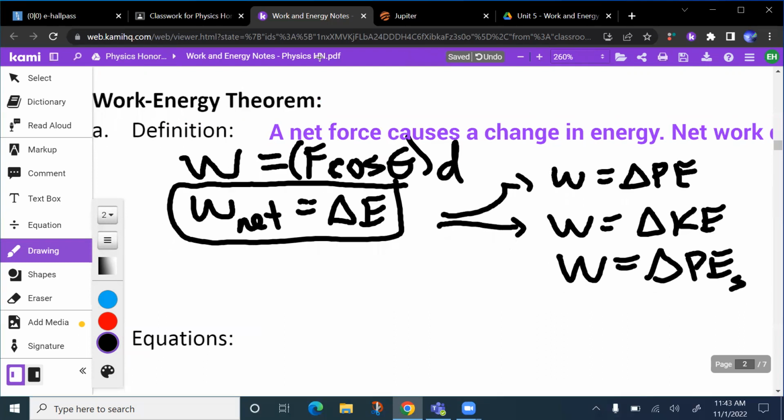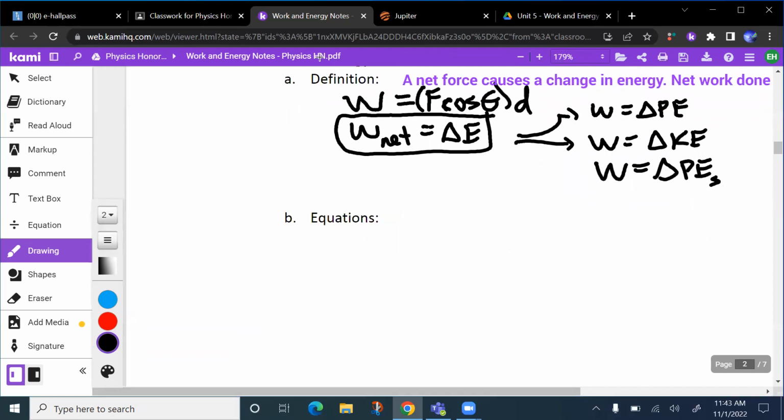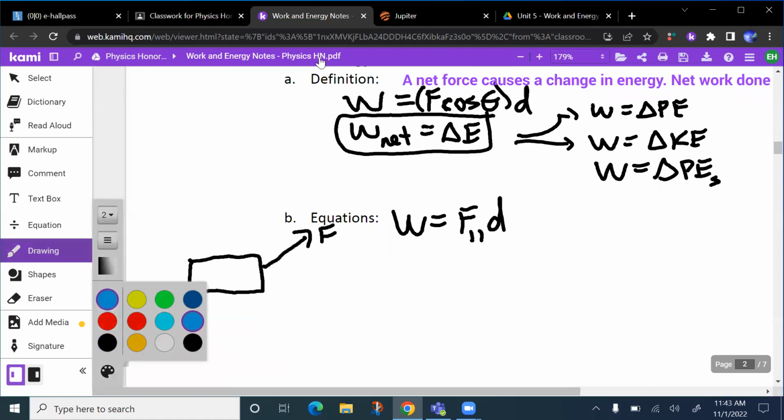Okay. Again, the equation for work, let's break this down. The equation for work is really the parallel component of force times distance. And if you draw a picture, you can see what we're talking about here. Let's say you have some force applied up at an angle like this.